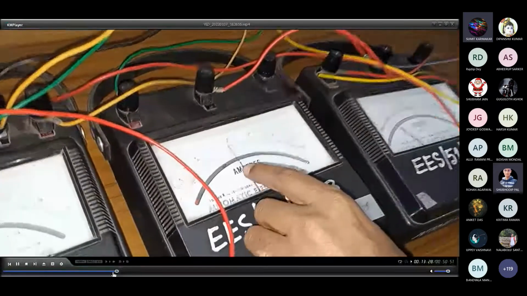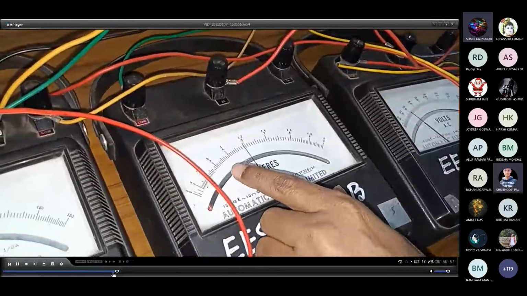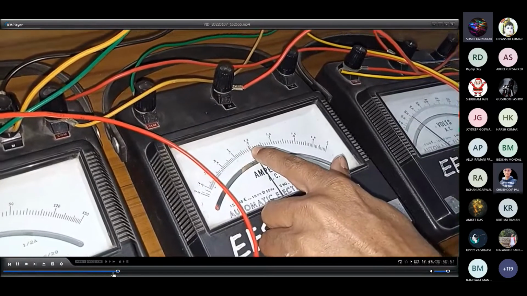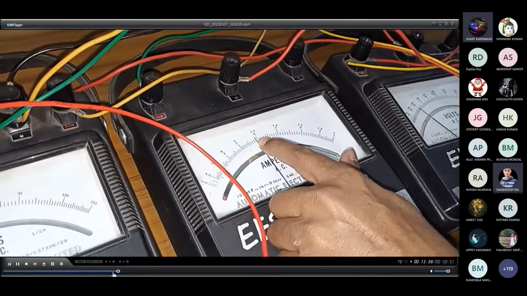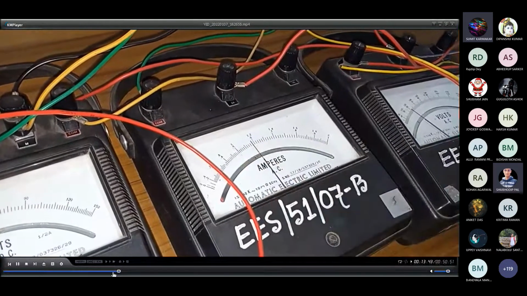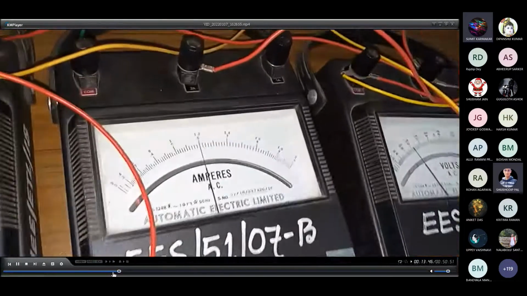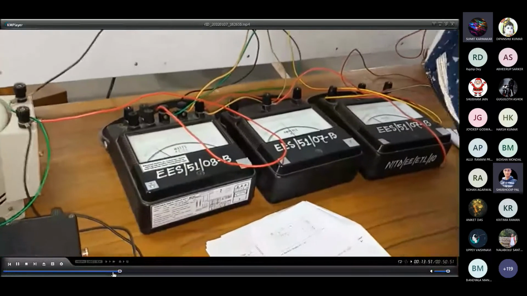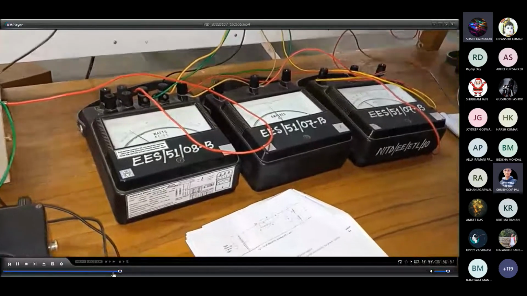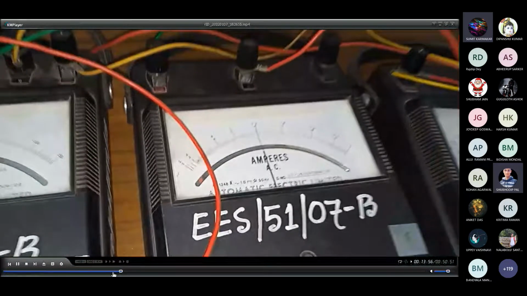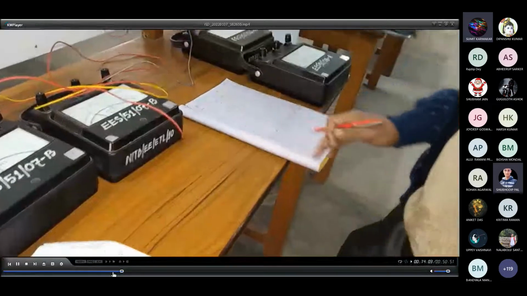All right. So let us note down what the current exactly is. It is 1.1, 2, 3. In the third pointer it is actually pointing, so 1.16. Okay, now it is showing 1.18. Let us consider it 1.18 or maybe slightly more than that, right?